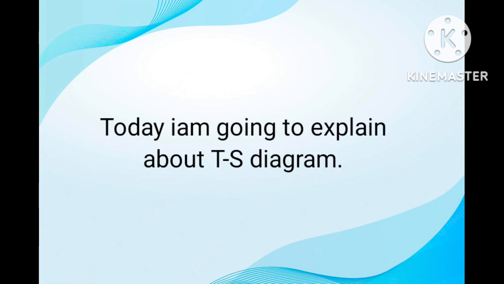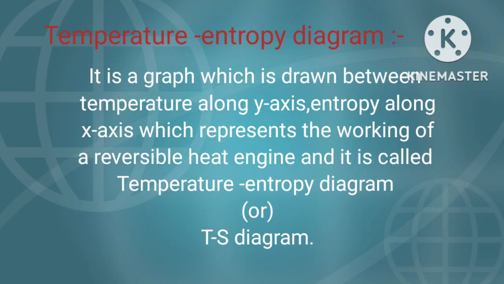Today I am going to explain about the TS diagram, which is nothing but the temperature entropy diagram. It is a graph drawn between temperature along the y-axis and entropy along the x-axis, which represents the working of a reversible heat engine, and it is called the temperature entropy diagram or TS diagram.